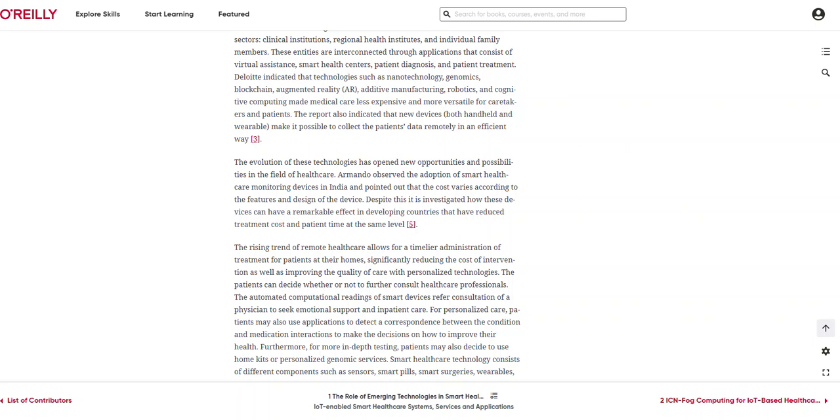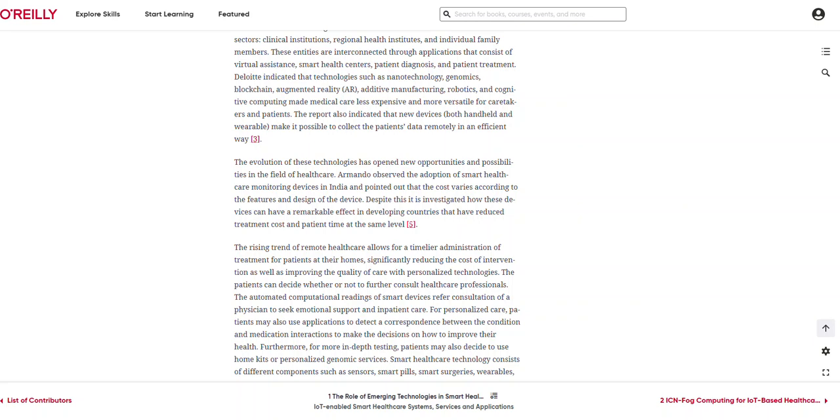So a related issue is interoperability. Healthcare systems often use proprietary protocols or data formats that don't talk to each other. We talked about this before in Module 7, Standards and Solutions. Without a common standard, integrating new devices or systems can be time-consuming and very expensive. This limits the scalability of IoT solutions.